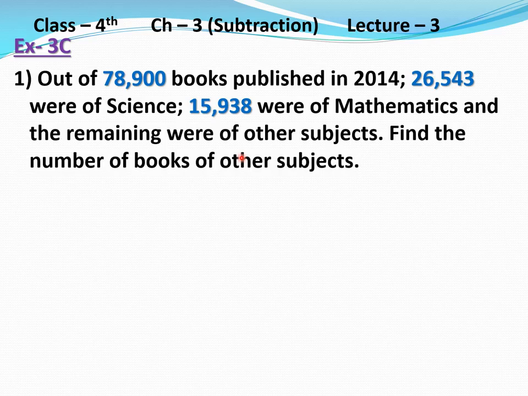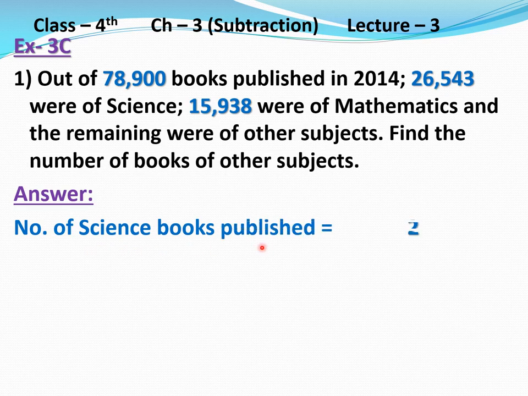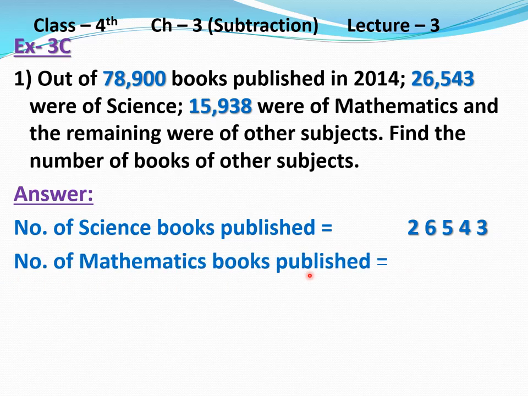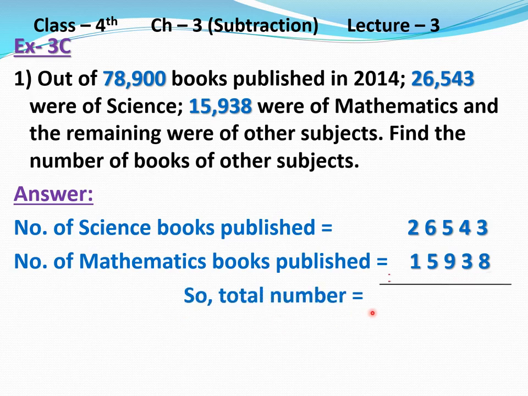But first of all, we will write the statements. So write down answer. Number of science books published equal to 26,543. Number of mathematics books published equal to 15,938. So total number equal to, what we will do?